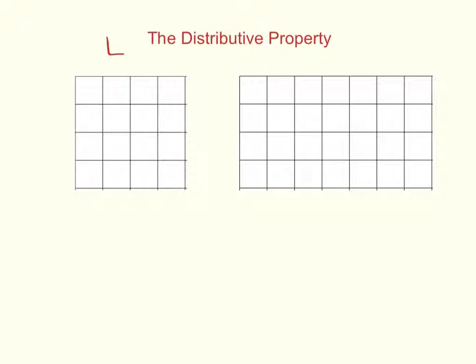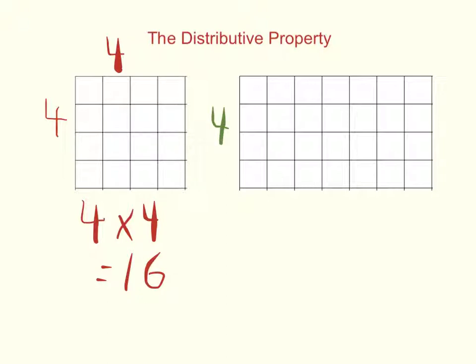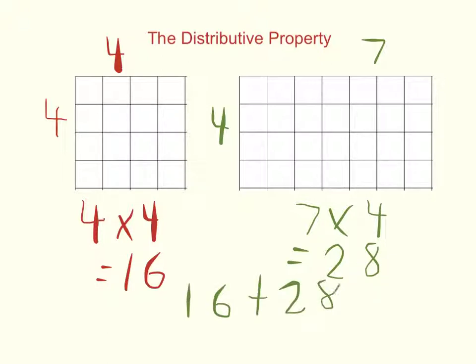So if I look at this one, my base here is 4 and my height here is 4. 4 times 4 is 16. Then if I look at the other polygon, I have a height of 4 and a base of 7. 7 times 4 is equal to 28. So if I take 16 and add 28 to that, I get an area of 44 square units.